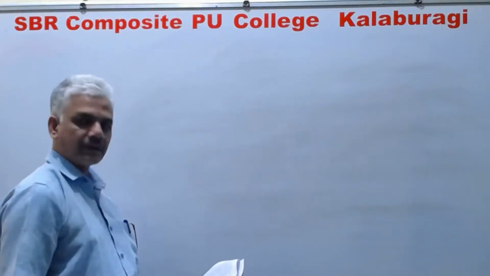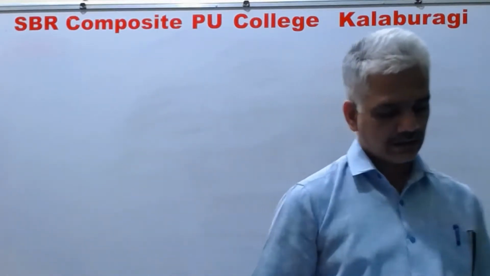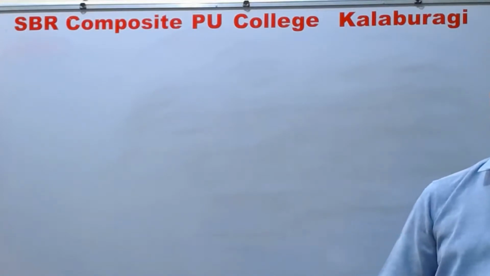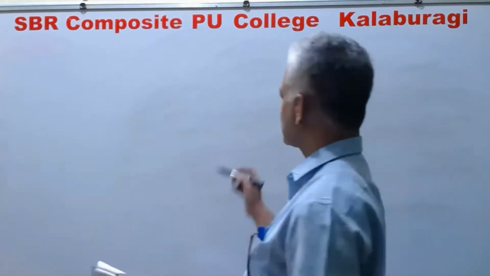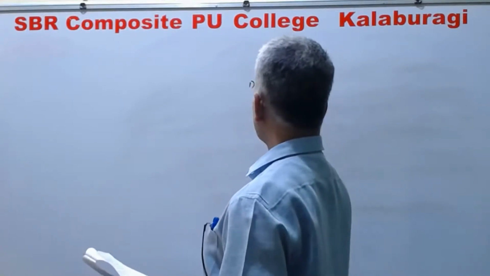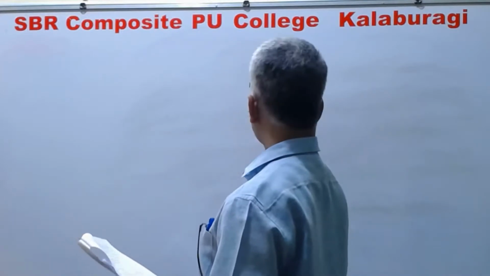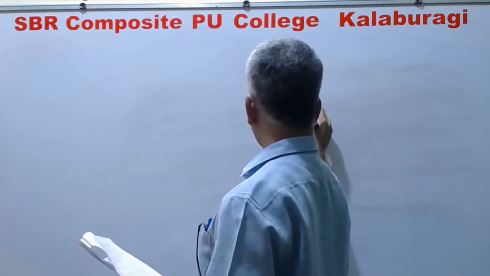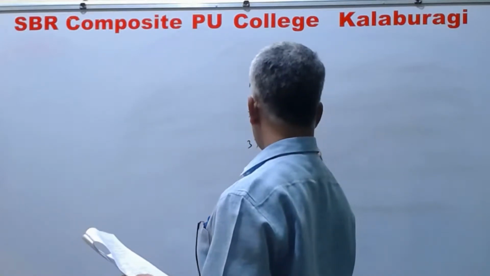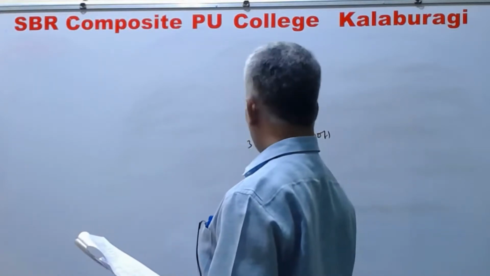Next, 41. Which of the following acids combine the properties of acid and aldehyde? Given options are: first one is acetic acid, second one formic acid, HCOOH, third one benzoic acid, that is C6H5COOH, and oxalic acid.